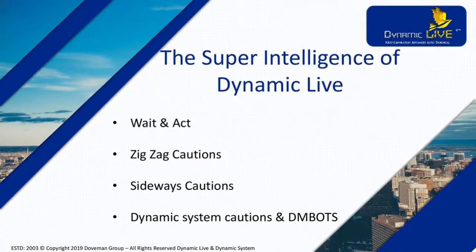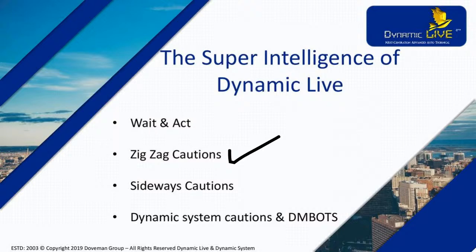Now, these are all some of the major intelligence, like we have the wait and act intelligence. Now, right entry and right exit is very important, I agree, but at the same time, when not to enter, when not to exit is also equally very important. And today, this wait and act intelligence will automatically identify which are the places where you are not supposed to trade. And then we have the zigzag caution intelligence.